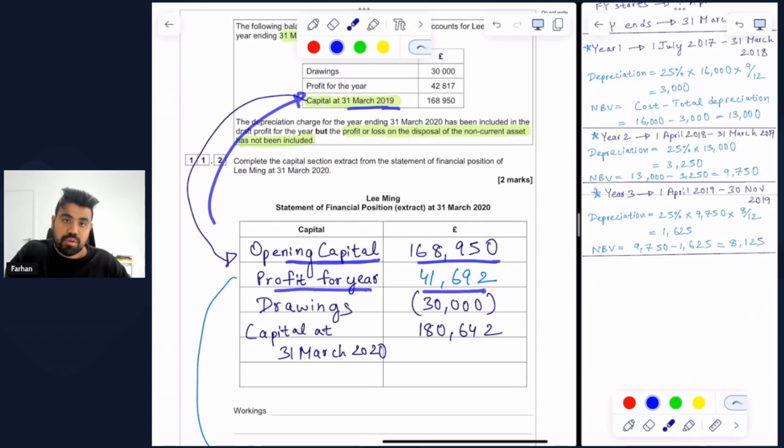This profit has been revised based on the loss on disposal that we had just included, which increases the expenses and therefore decreases the profit. Then we are subtracting drawings of £30,000 because drawings refer to a reduction in owner's equity. And then once you do all these calculations together, the number you end up with is £180,642, which is what we call the closing capital or the capital at 31 March 2020.